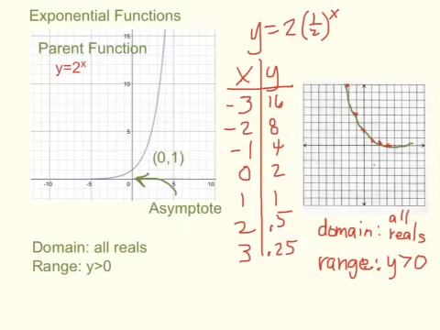Now, if we change the function slightly, here now I've multiplied outside of the parentheses, and I've changed the inside of the parentheses from a 2 to a 1/2. This means it's dividing by 2 every time. So I've taken -3 and plugged it in for x and gotten 16. -2 in for x gives me 8.